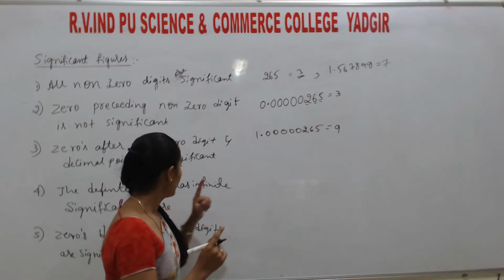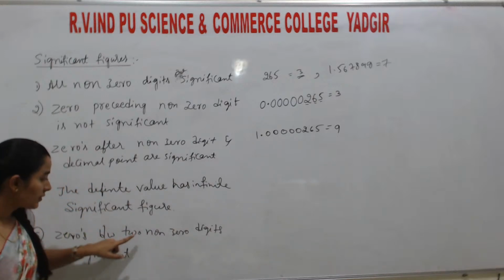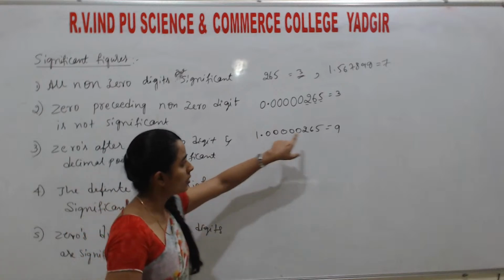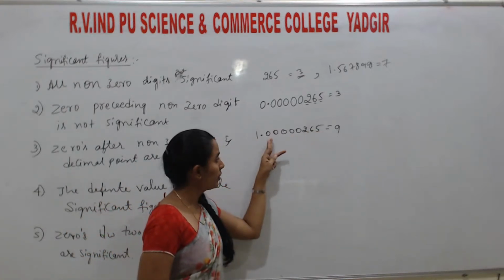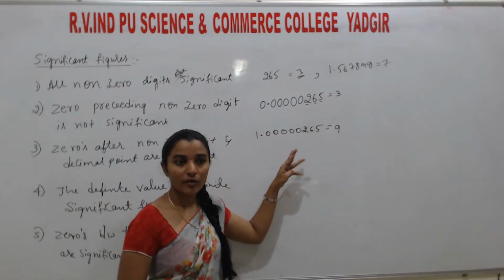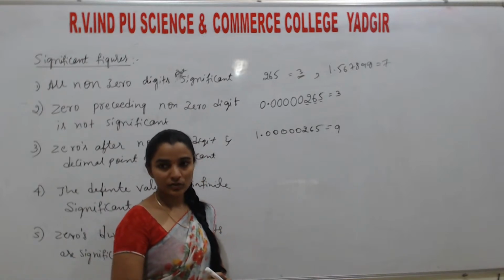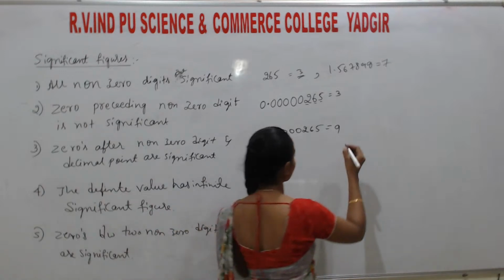Understand, students? And here also listen, zeros between two non-zero digits are significant. This is also a non-zero. This is also a non-zero. In between this, zeros are there. Of course, they are significant. Understood? And another one I will give.